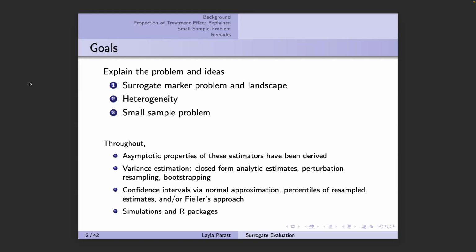These are things I'm not going to talk about in my talk, but rest assured, they have been done. For everything I say, all the asymptotic properties, we've shown them. They're in the papers. I'll give you the citations. Variance estimation, for most of it, we have closed form analytic estimates, although even when we do, we still do some resampling to estimate the variance. Confidence intervals, I'm usually getting a confidence interval for a ratio, so we have different ways to do it. Simulations, I'm not going to talk at all about simulations or implementation, but I will mention the R packages. There's an R package that goes with every method, so I will mention what the R package is.